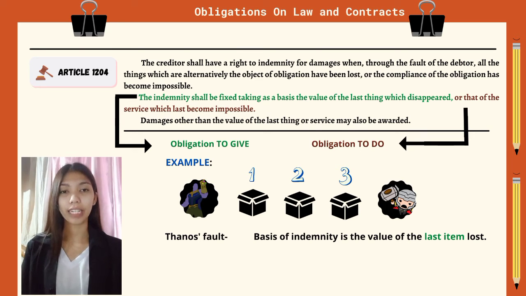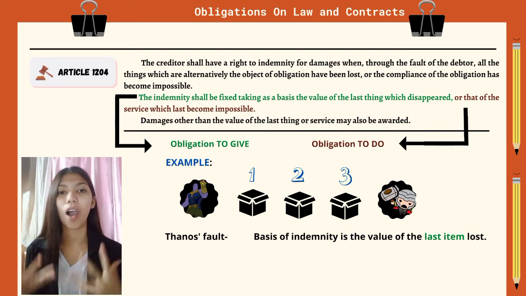The basis for indemnity is the value of item 3. It is because when objects 1 and 2 became lost, the obligation has been converted to a simple obligation, and that is an obligation to give the third object, or the third item, to Thor. And then, in this example, when object number 3 became lost, the value of object number 3 then becomes our basis.